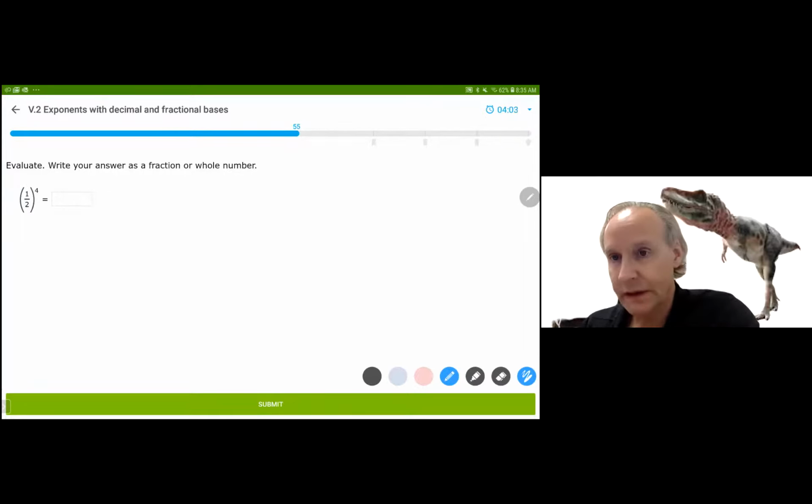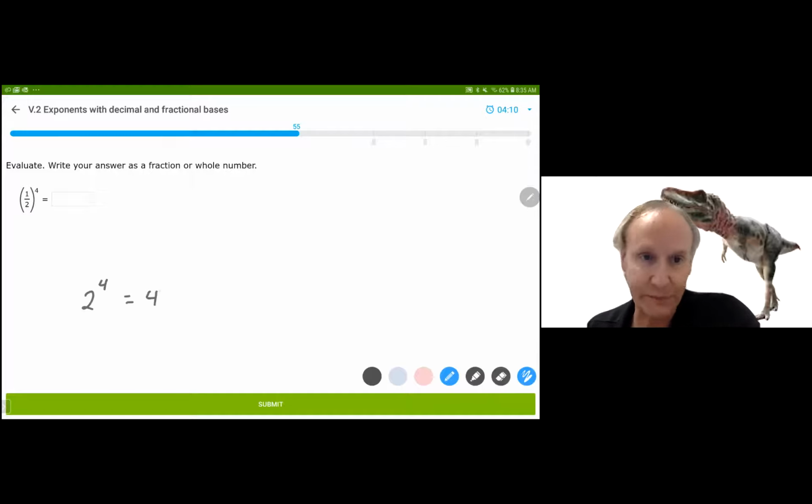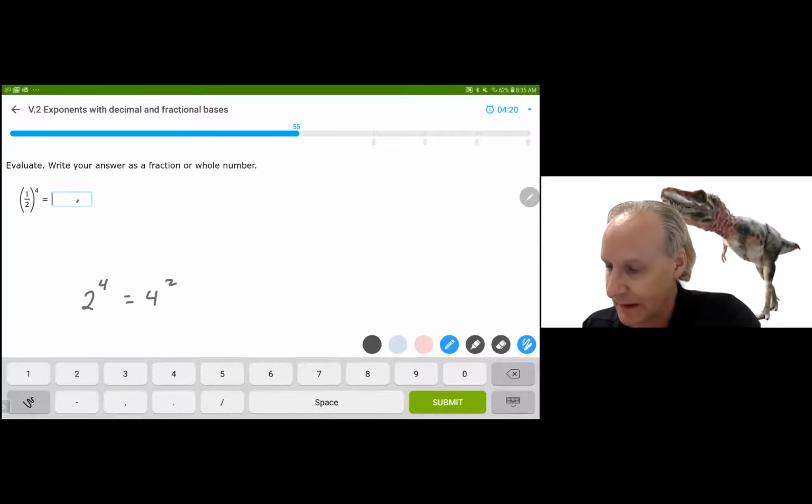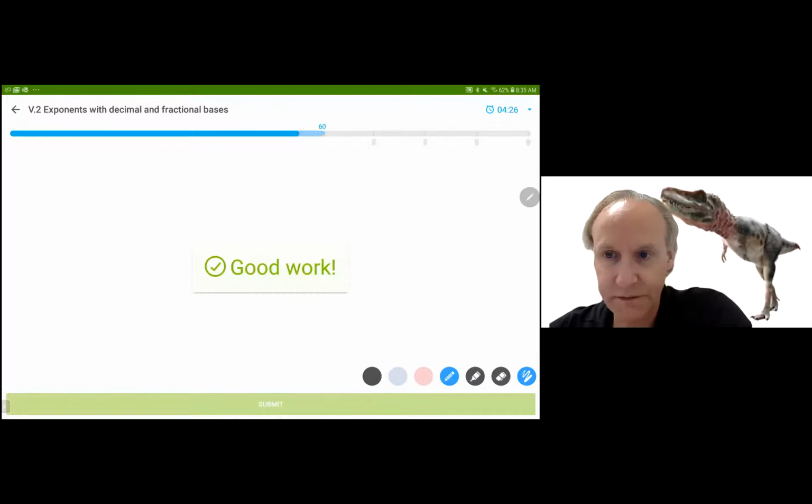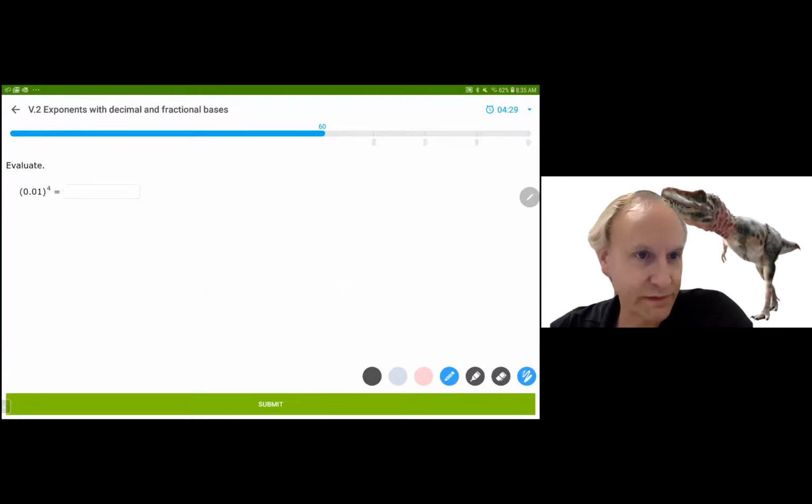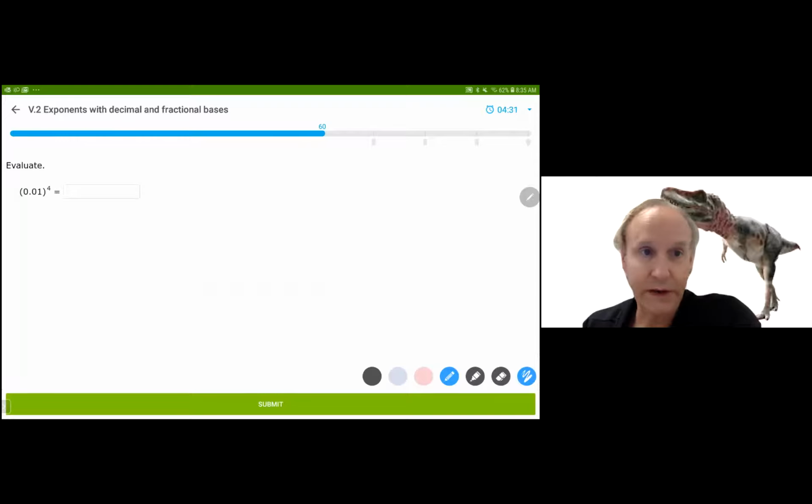2 to the 4th is 16. By the way, 2 to the 4th just happens to be equal to 4 squared. This just happens to work. It's not a normal kind of thing that's going to happen very often, but it's kind of cool. Anyway, it does happen to be 1 over 16. Ugly looking fraction if you were to write it as a fraction. 0.0625, not so good.